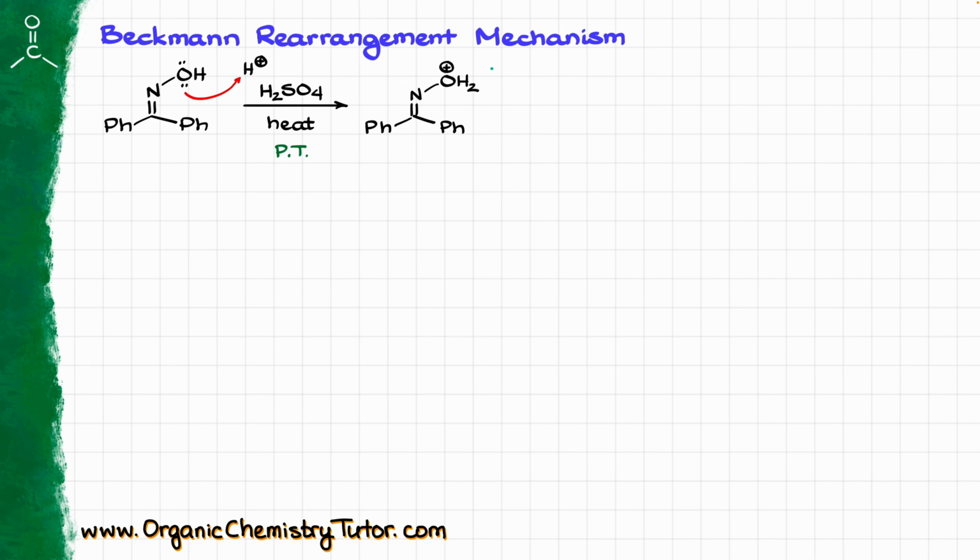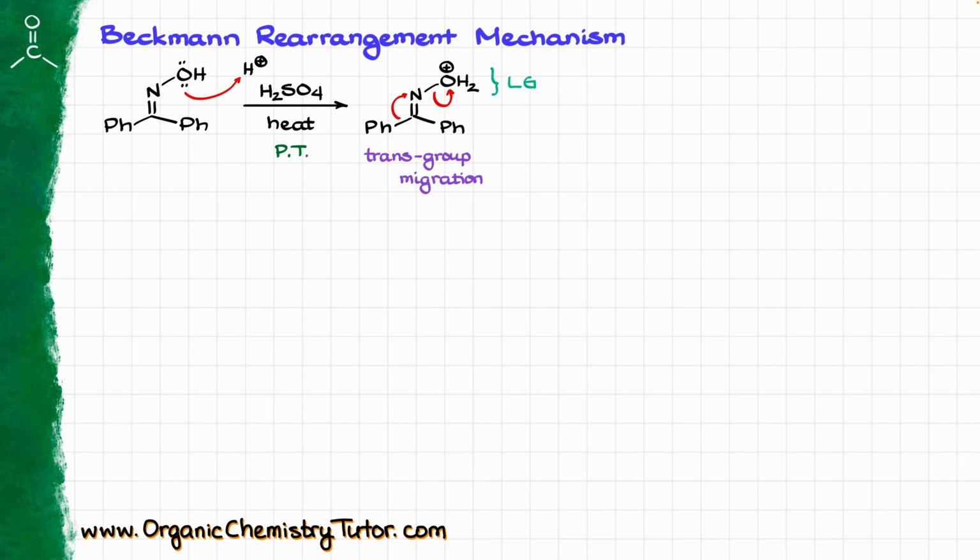And now we have our H2O+, which is an excellent leaving group, so the next thing that's going to be happening in this reaction, our leaving group is going to dissociate, and at the same time, while the leaving group is dissociating, one of our groups is going to migrate onto the nitrogen. And an interesting thing about this migration is that typically the group which is trans to our leaving group is going to be the one that is migrating.